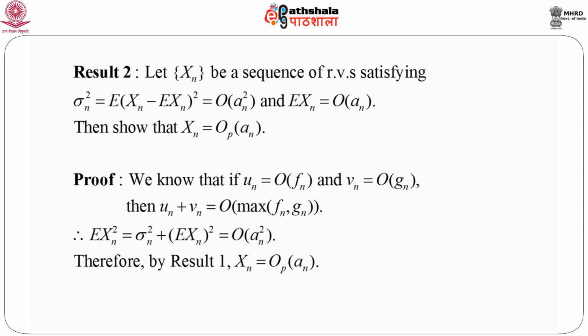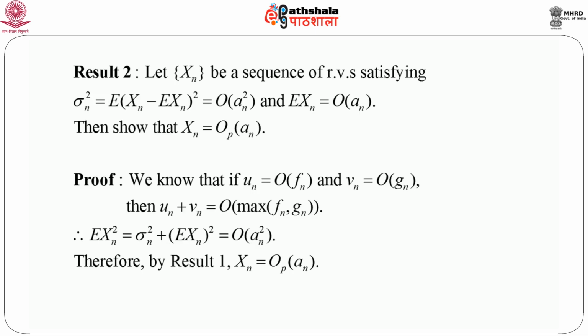The proof is really simple. We know that if Un equals big O of fn and Vn equals big O of gn, where Un and Vn are sequences of real numbers, then Un plus Vn equals big O of maximum of fn, gn. Now this is true for sequences of real numbers. Therefore expectation of Xn square equals sigma n square plus expectation of Xn whole square. So naturally this is equal to big O of An square from the given condition of the result. So just by application of the previous result, that is result 1, we get immediately Xn equals big O_p of An, that means big O of An in probability.